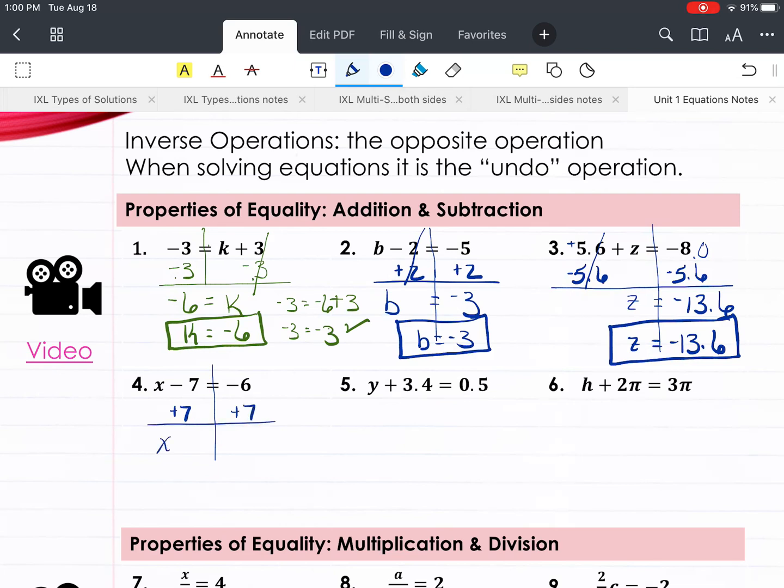I'm going to bring the x down. The negative 7 and the positive 7, that's what we did as mathematicians. We told that to go away. We bring down the equal sign, and negative 6 plus 7. Negative 6 plus 7, different signs, so we're going to subtract. 7 minus 6 is 1, and the 7 is positive, so that's going to be x equals 1.